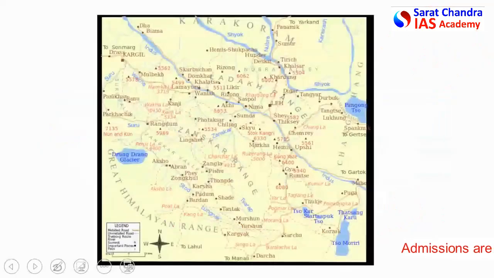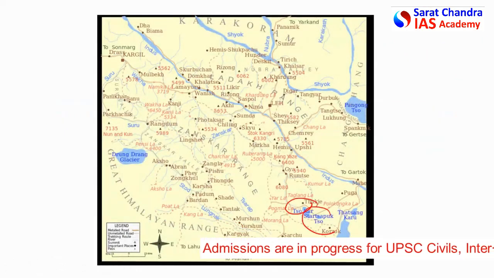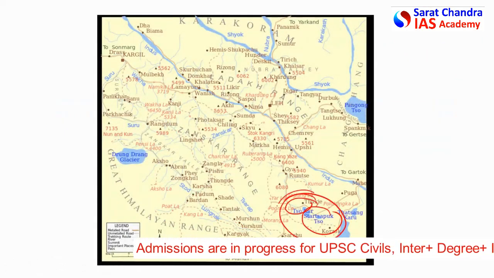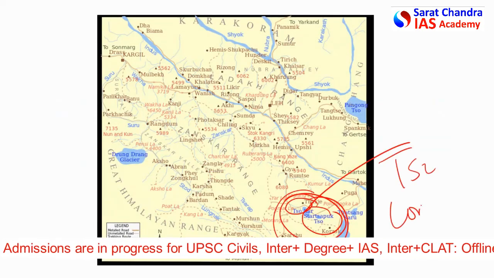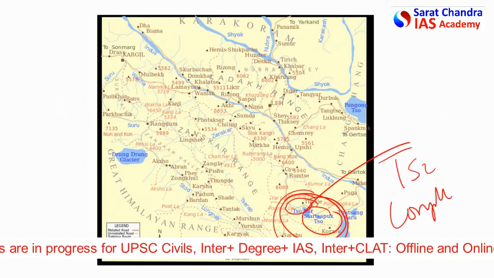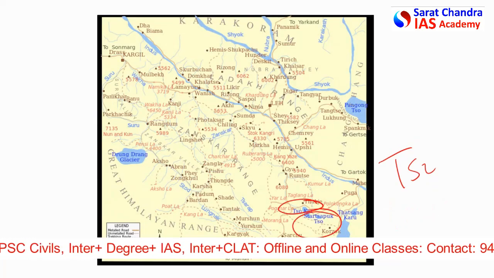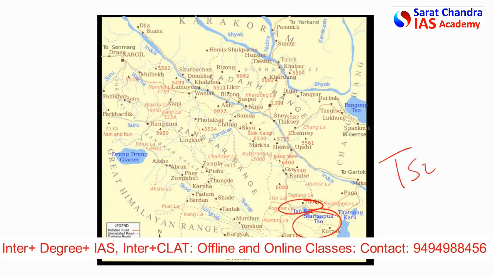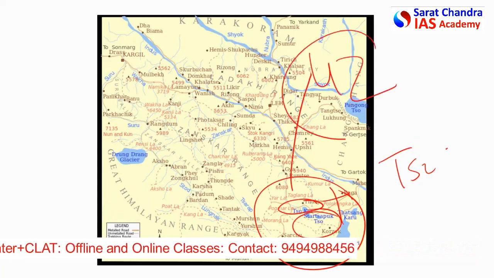So this is about the geography. You might have heard about Tsokar and Starch book. They together form the Tsokar complex. That is, Tsokar and Starch book together form the Tsokar wetland complex. That is the 42nd Ramsar wetland site of India. Is the Tsokar wetland complex the moderated site of America or of India?